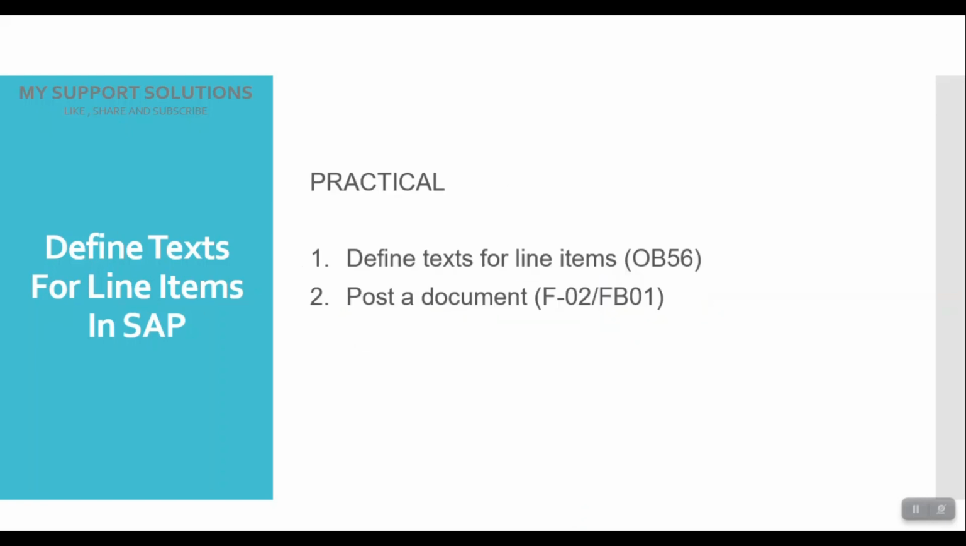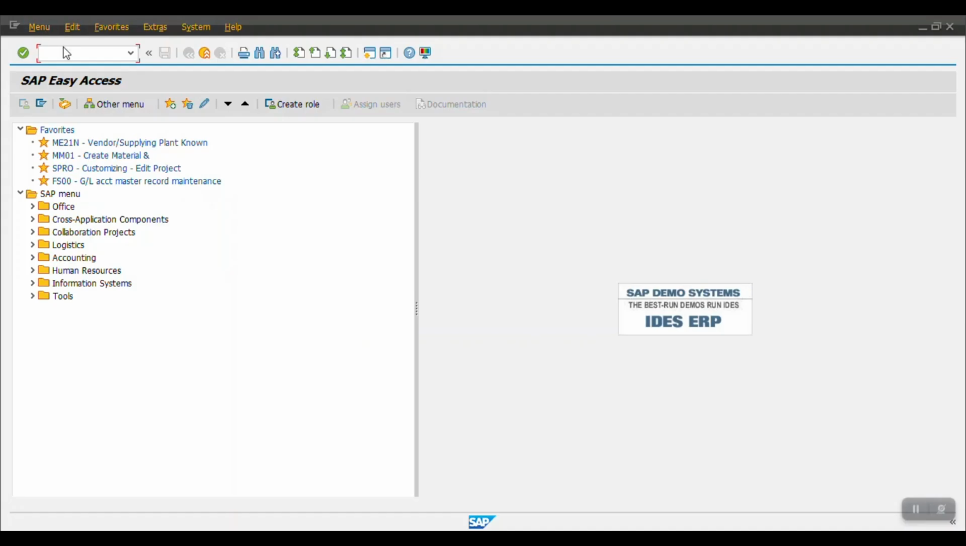So now we'll do the practical for this defined text for line items. There are two steps. First, define text for line items. OB56 is the transaction code for this. We can also use the menu path. And then we'll post one document in F-02. So first step, defined text for line items, SPRO, enter.